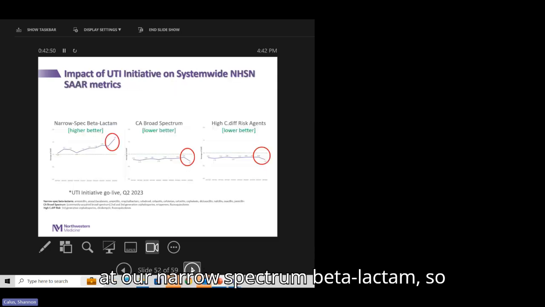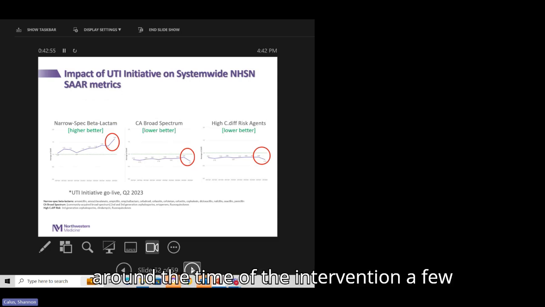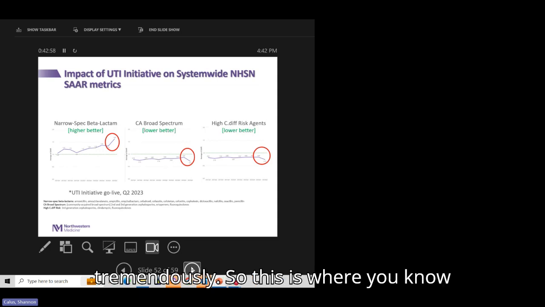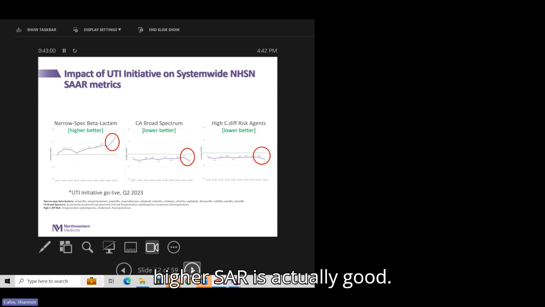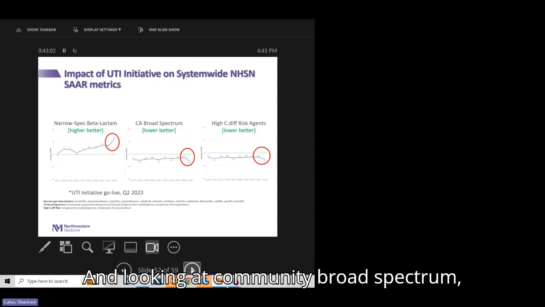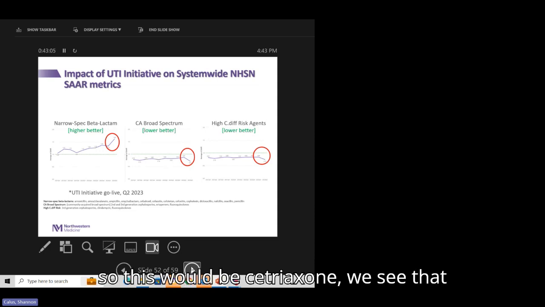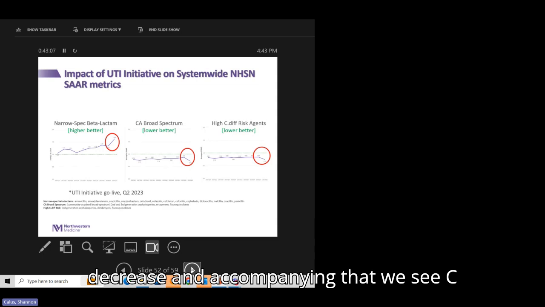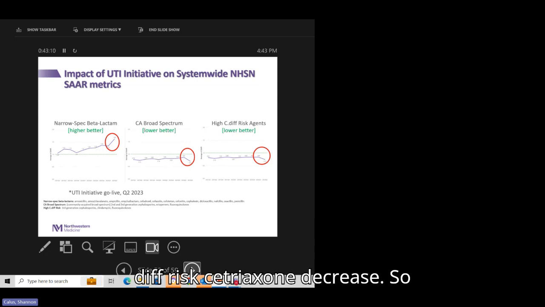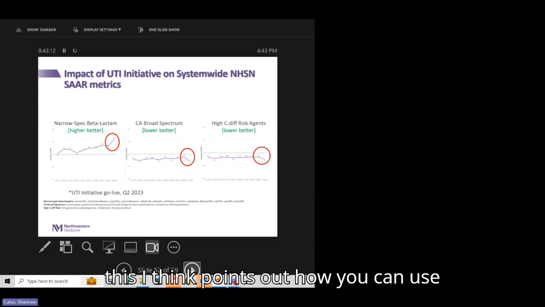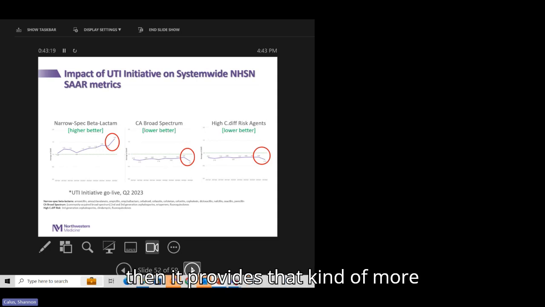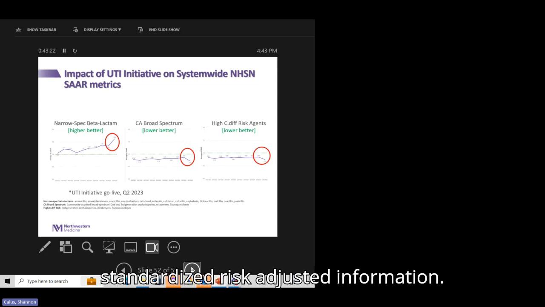So looking at our narrow spectrum beta-lactam, so that includes things like cefazolin. Around the time of the intervention, a few months later, we saw that increase tremendously. So this is where a higher SAR is actually good. And looking at community broad spectrum, so this would be ceftriaxone, we see that decrease, and accompanying that, we see C. diff risk decrease. So this, I think, points out how you can use some of the NHSN information to really make a better impact at your system, and it provides that more standardized, risk-adjusted information. So hopefully decreasing the amount of confounding here.